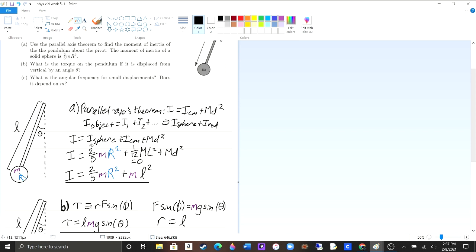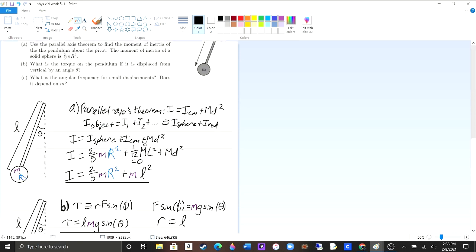So our inertia equals 2/5 times our mass times our radius squared, which we got up here, plus the inertia of a rod, which equals 0 because, again, it's massless, plus the mass of the entire thing times our distance squared. So that comes out to 2/5 times our mass times our radius squared plus our mass times our length squared. So that is the inertia of this entire thing.